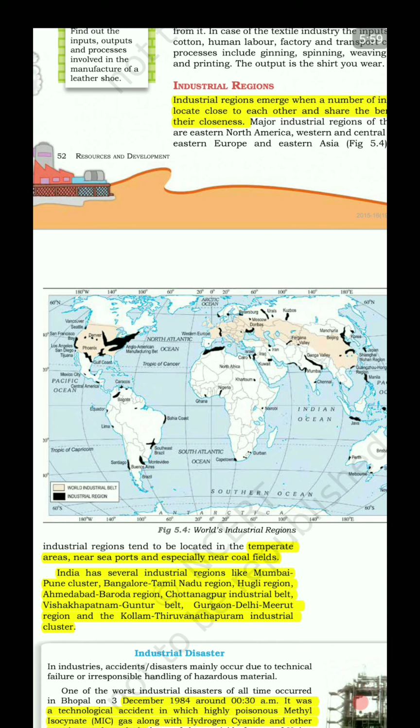Now, India has several industrial regions like Mumbai, Pune, Bangalore, Tamil Nadu, Hooghly region, Ahmedabad, Baroda, Chota Nagpur industrial belt, Visakhapatnam, Guntur belt, Gurgaon, Delhi, Meerut region, and Kollam, Trivandrum industrial sector.